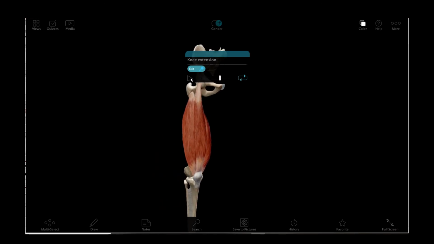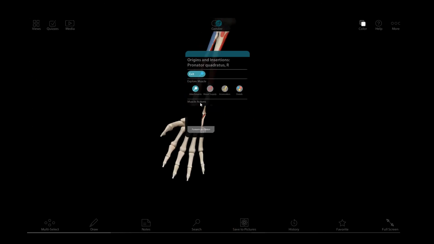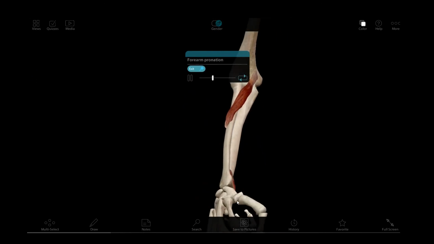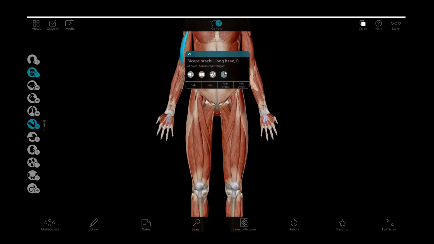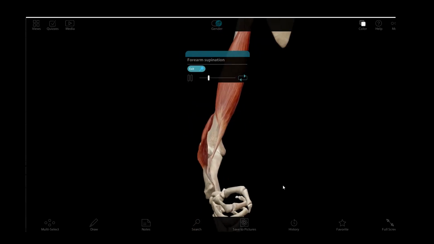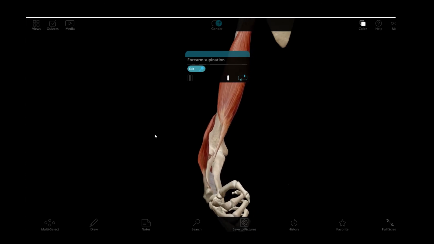And then now I'm going to show pronation. This is how it pronates. It basically throws the soup down. Now I'm going to show the supination. So this is the supination. Takes the soup up.